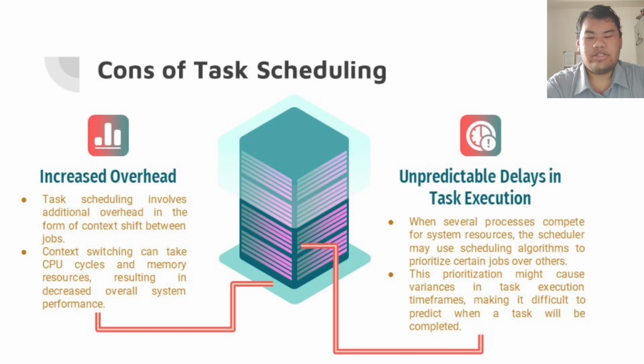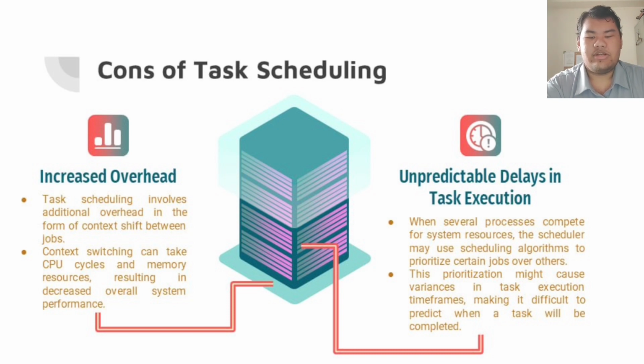Furthermore, task scheduling might result in unpredictable latencies or delays in task execution. When several processes compete for system resources, the scheduler may use scheduling algorithms to prioritize certain jobs over others. This prioritization might cause variances in task execution timeframes, making it difficult to predict when a task will be completed.